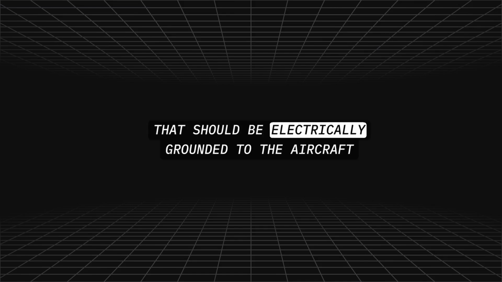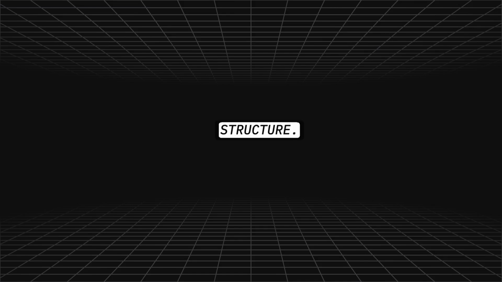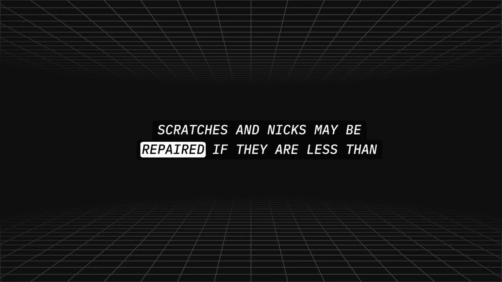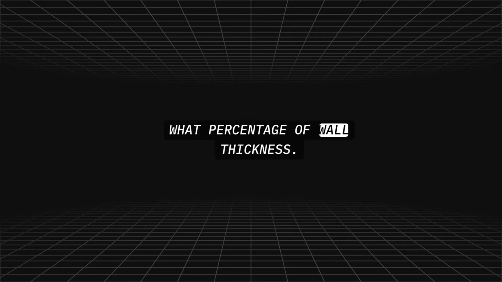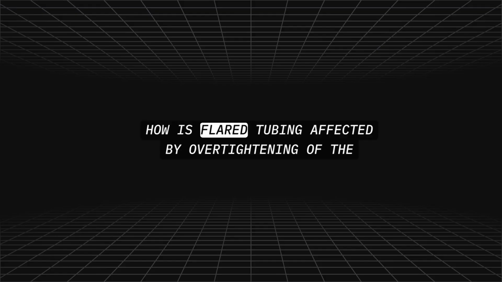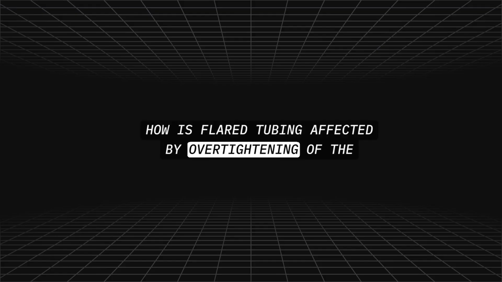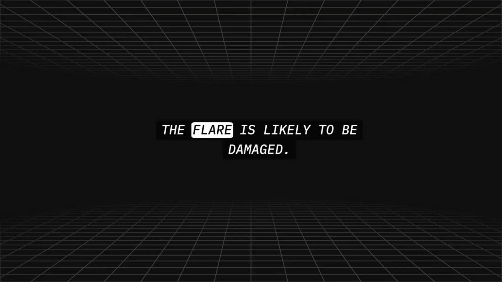They should be electrically grounded to the aircraft structure. Scratches and nicks may be repaired if they are less than what percentage of wall thickness? 10%. How is flared tubing affected by over-tightening of the fitting? The flare is likely to be damaged.